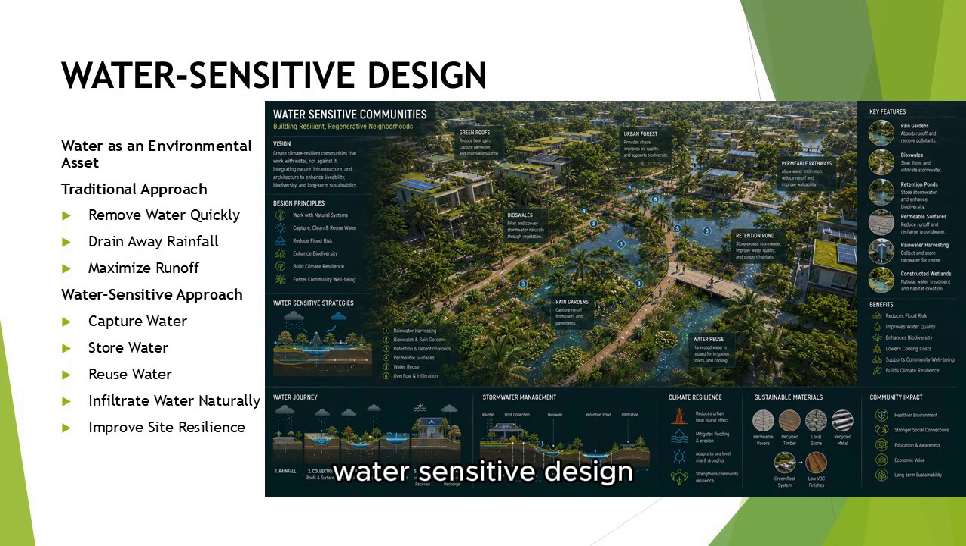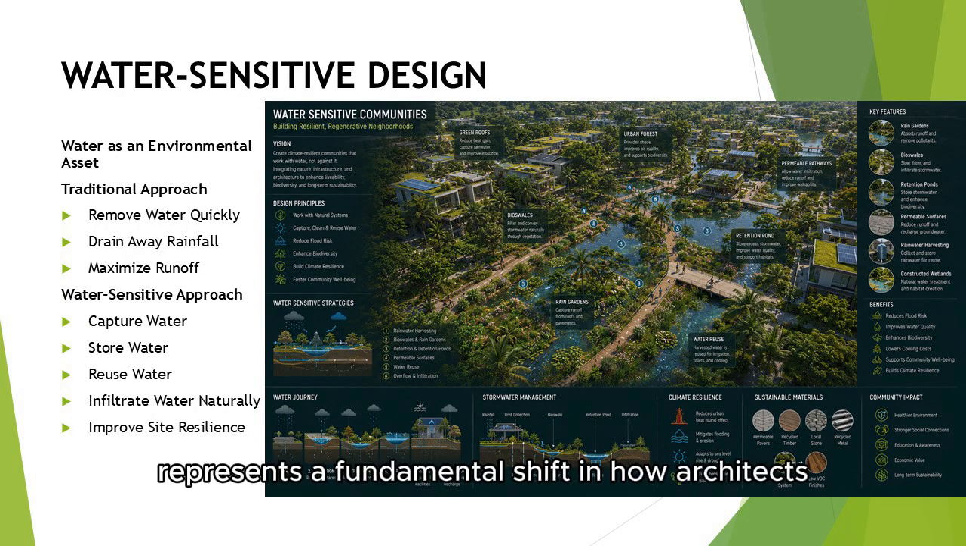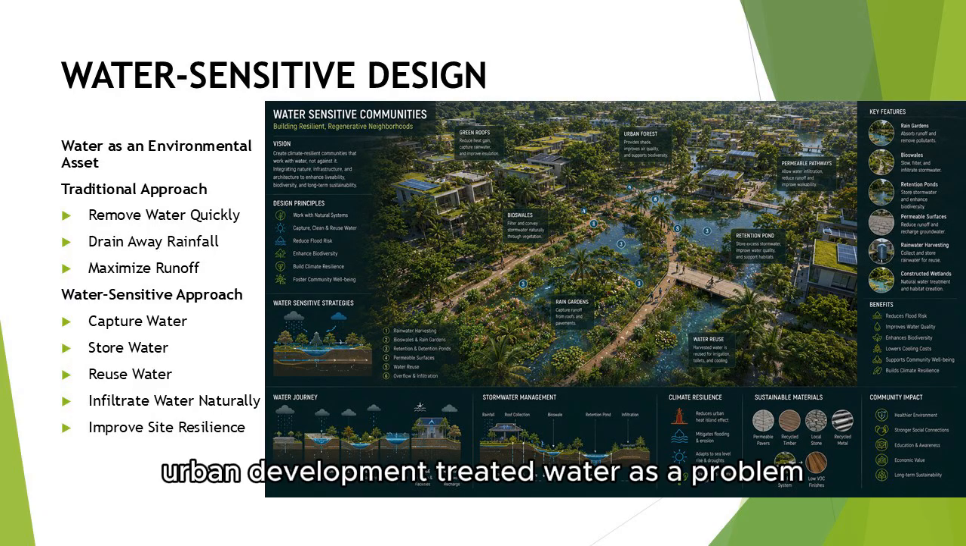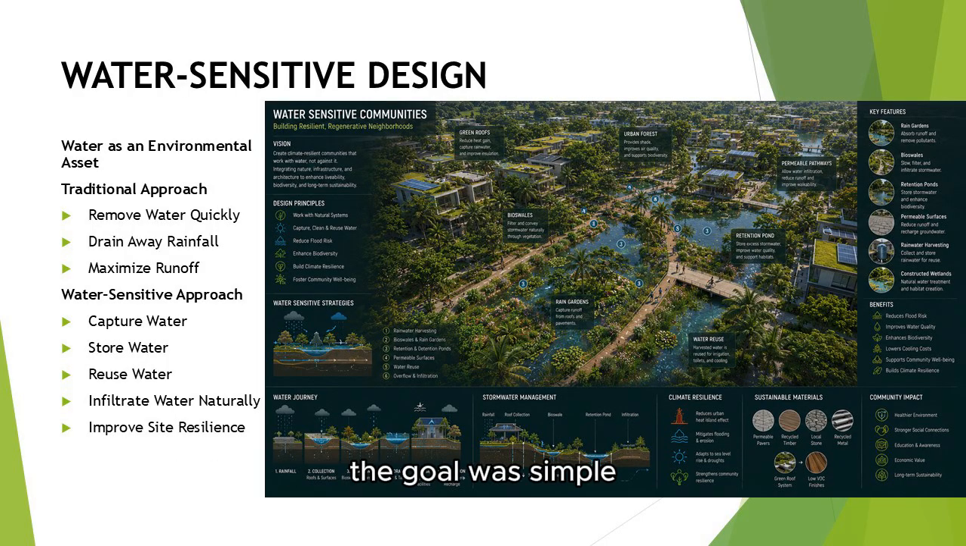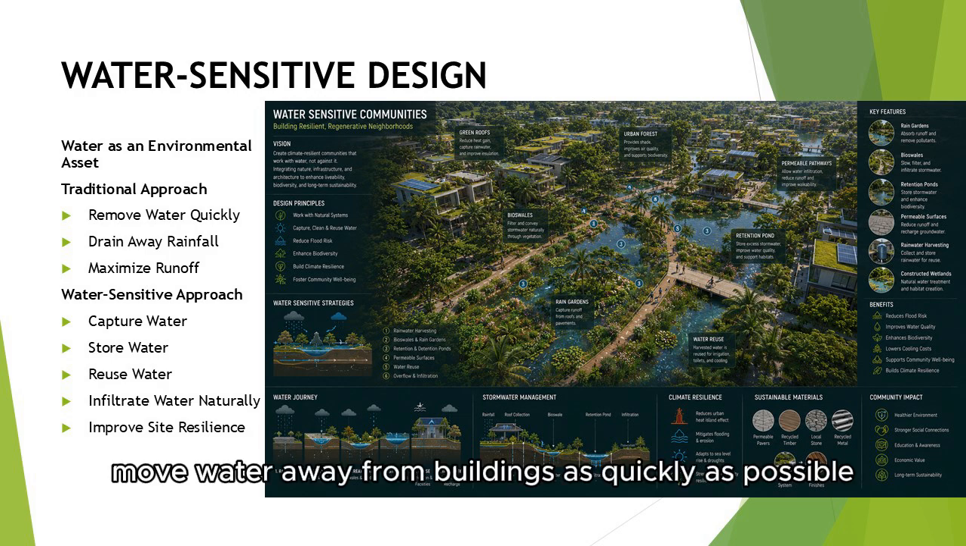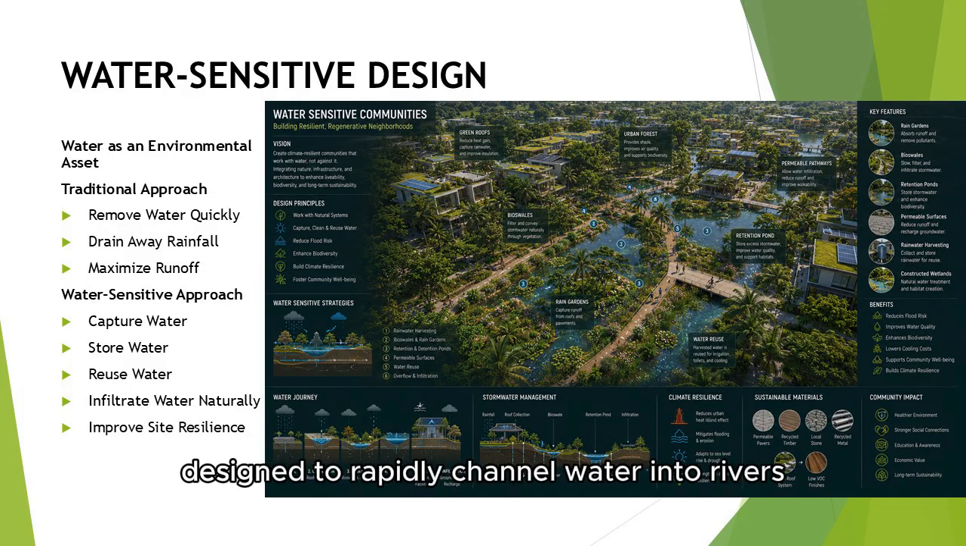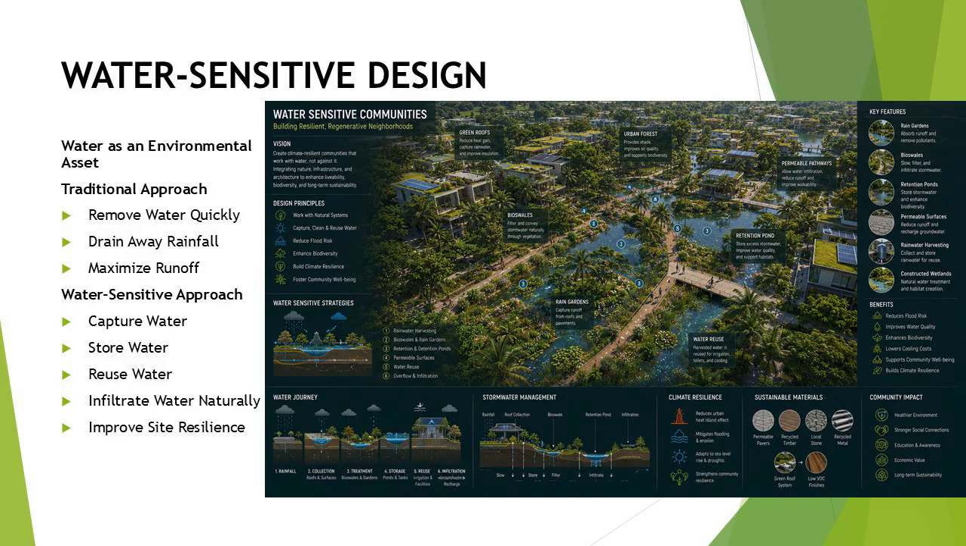Water sensitive design represents a fundamental shift in how architects and planners think about water. Historically, urban development treated water as a problem. The goal was simple: move water away from buildings as quickly as possible. As a result, cities developed extensive drainage systems designed to rapidly channel water into rivers, estuaries, and oceans.